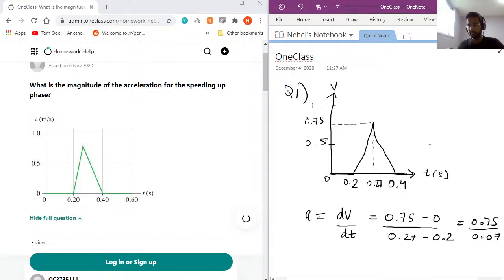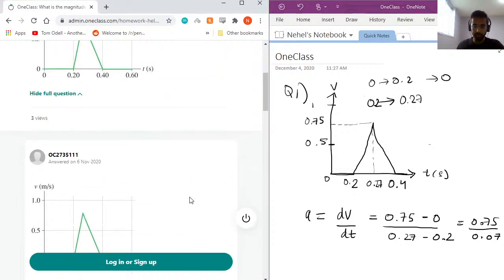It's important to note that for the acceleration time, we actually didn't take it from 0 to 0.27. The rate of change of velocity during the first phase, which is 0 to 0.2, was actually 0. So we were not accelerating. We started accelerating when we hit the 0.2 mark. That's why when we are calculating acceleration, we only have 0.27 minus 0.2 for the delta t. Okay, so if we solve that, we can get the final answer.